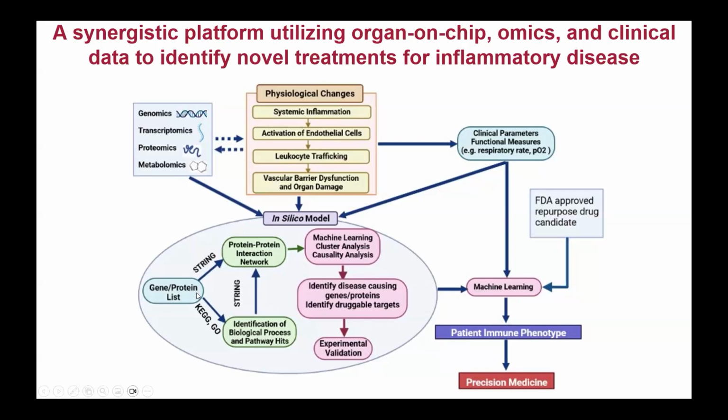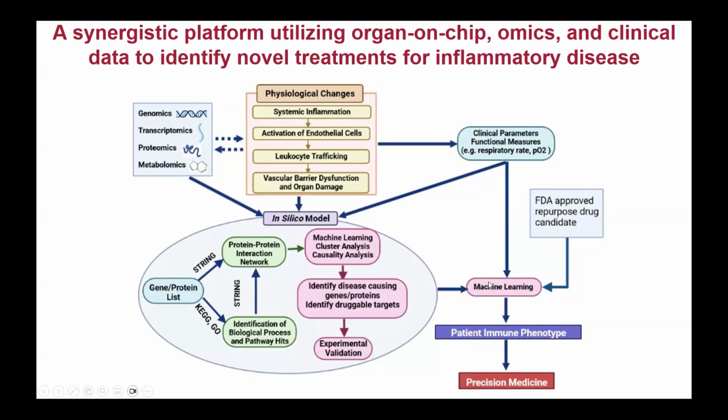We start with the gene and protein list. We look at STRING and KEGG and things like that. We look at protein-protein interaction networks. We identify biological processes. Then we use machine learning to identify disease-causing genes and proteins. And then, as I said, we can validate these in our microfluidic system to make sure that these pathways that we discovered are reasonable and work with our disease of interest, in this case, sepsis.